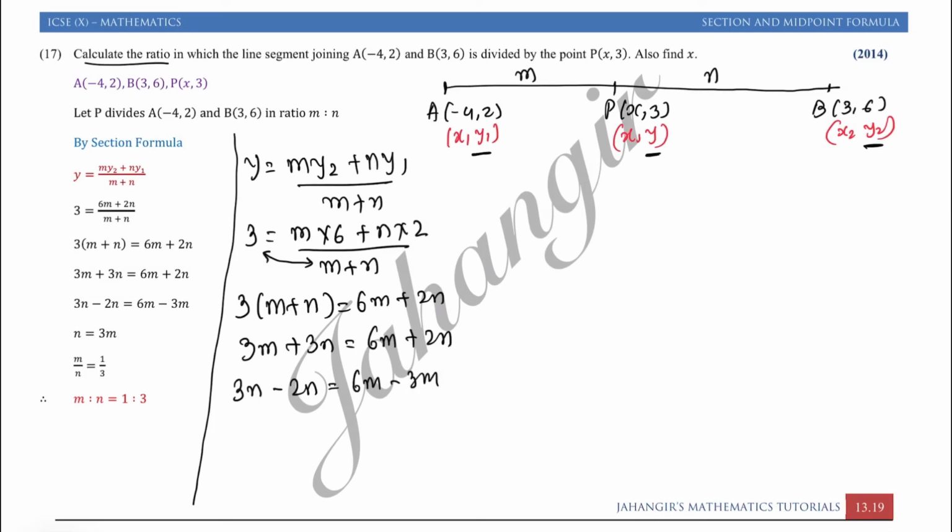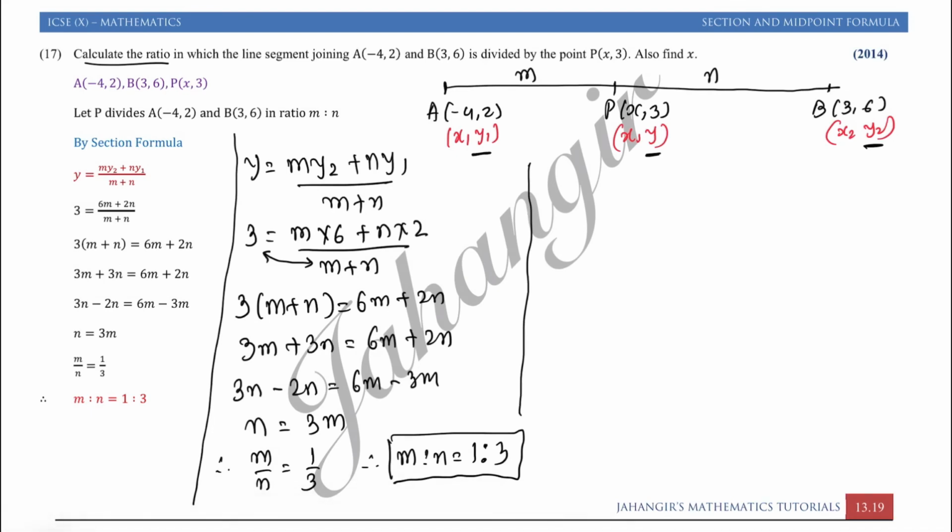So we can solve, n is equal to 3m, so we will cross multiply. We will write m by n is equal to 1 by 3. So therefore m is to n is equal to 1 is to 3. So our ratio is 1 is to 3.